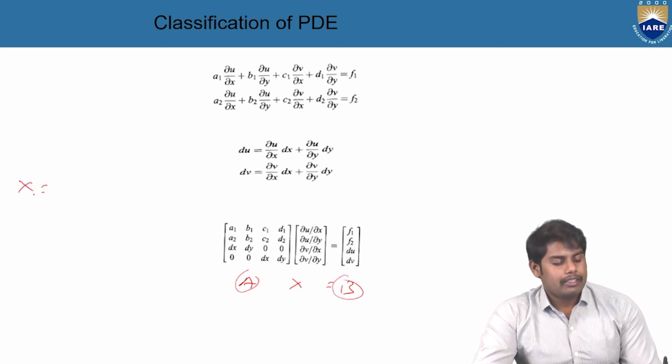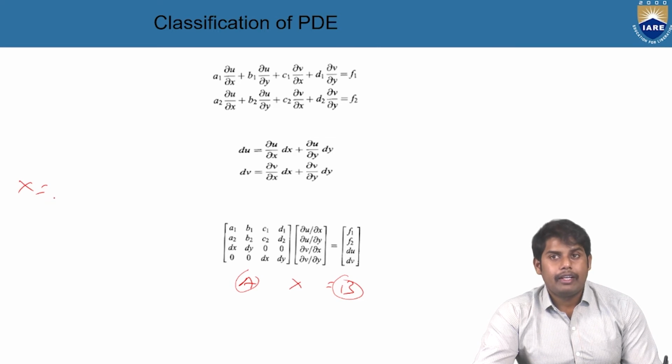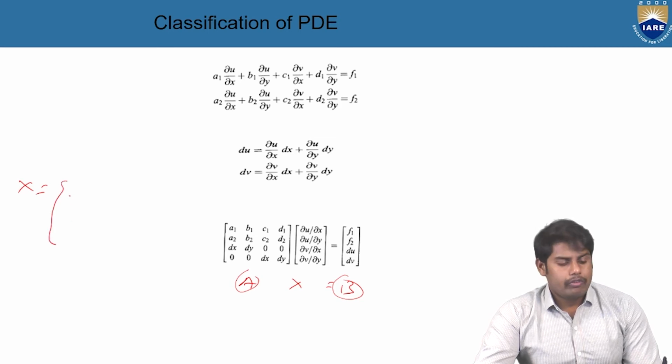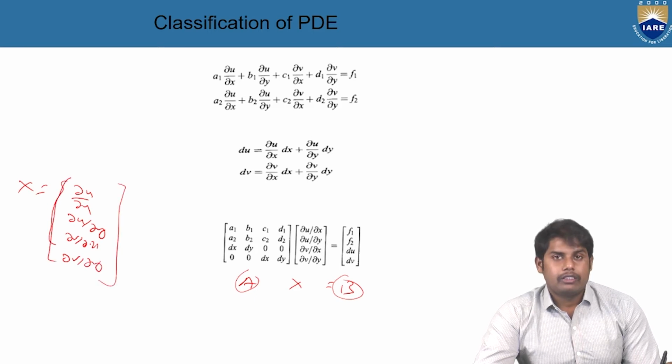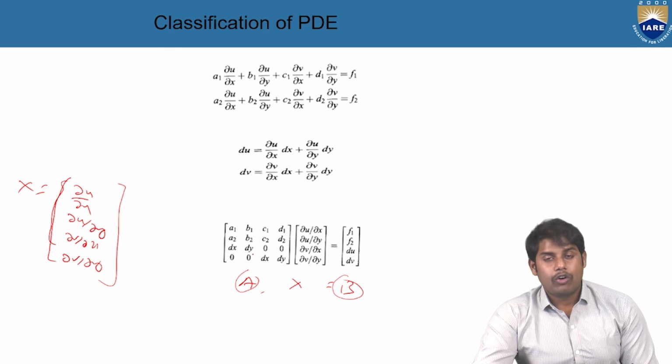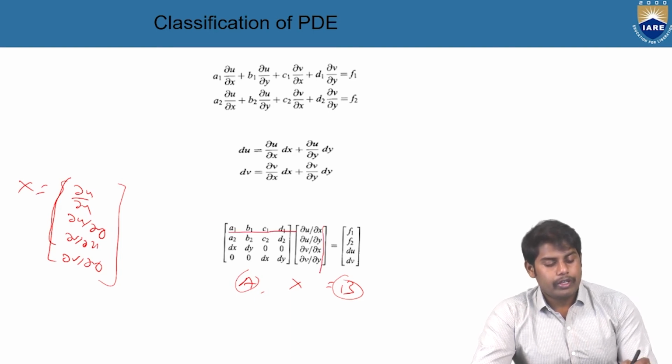So X is a matrix which contains our independent variables, or let's say we have the derivative terms. So here we have ∂u/∂x, ∂u/∂y, ∂v/∂x, and ∂v/∂y. So this is nothing but X. Okay, so what is A here? The coefficients actually. So if you multiply this row with this column, you'll get the first equation.